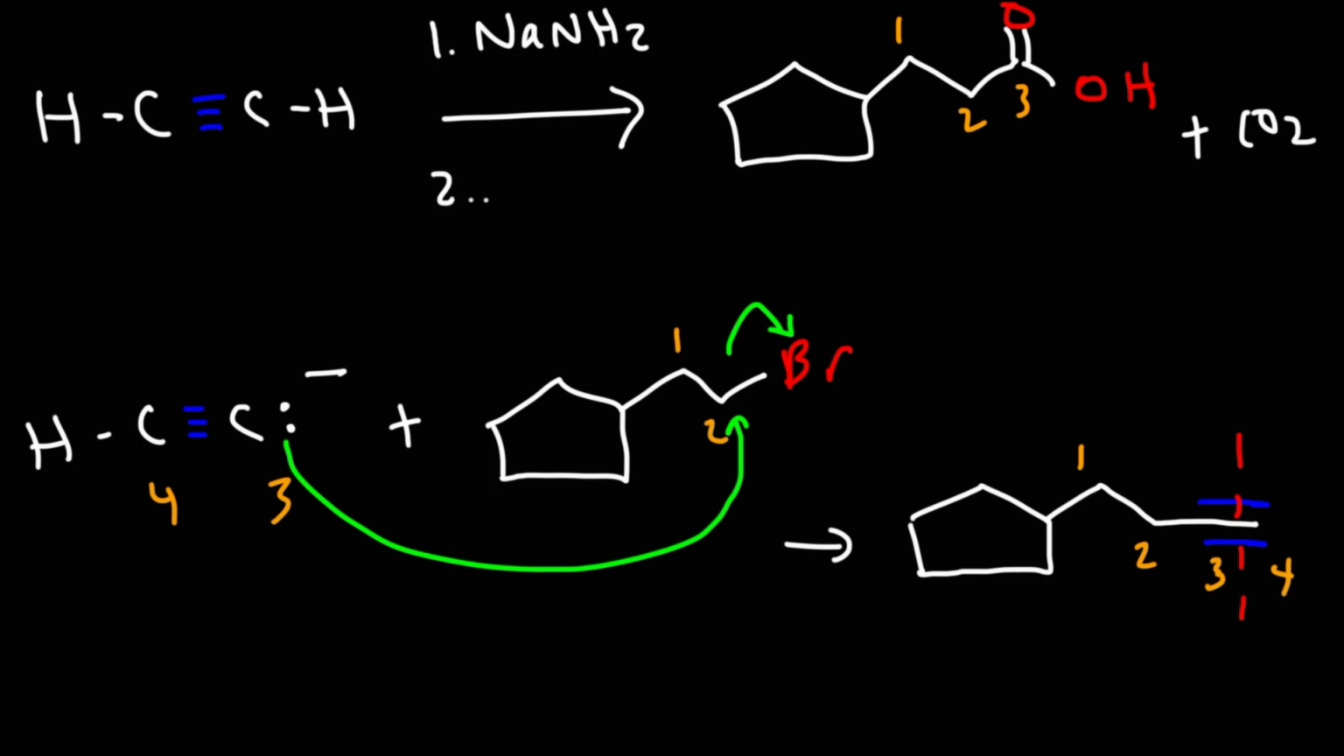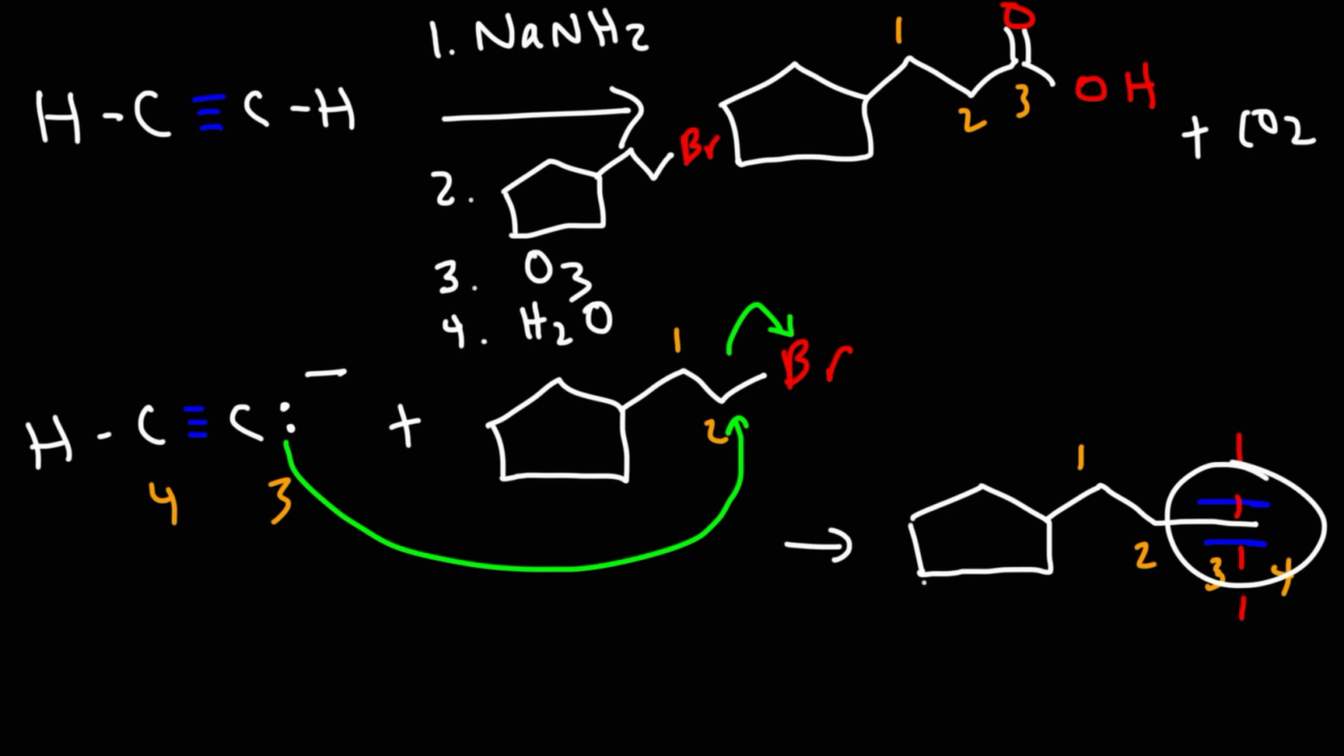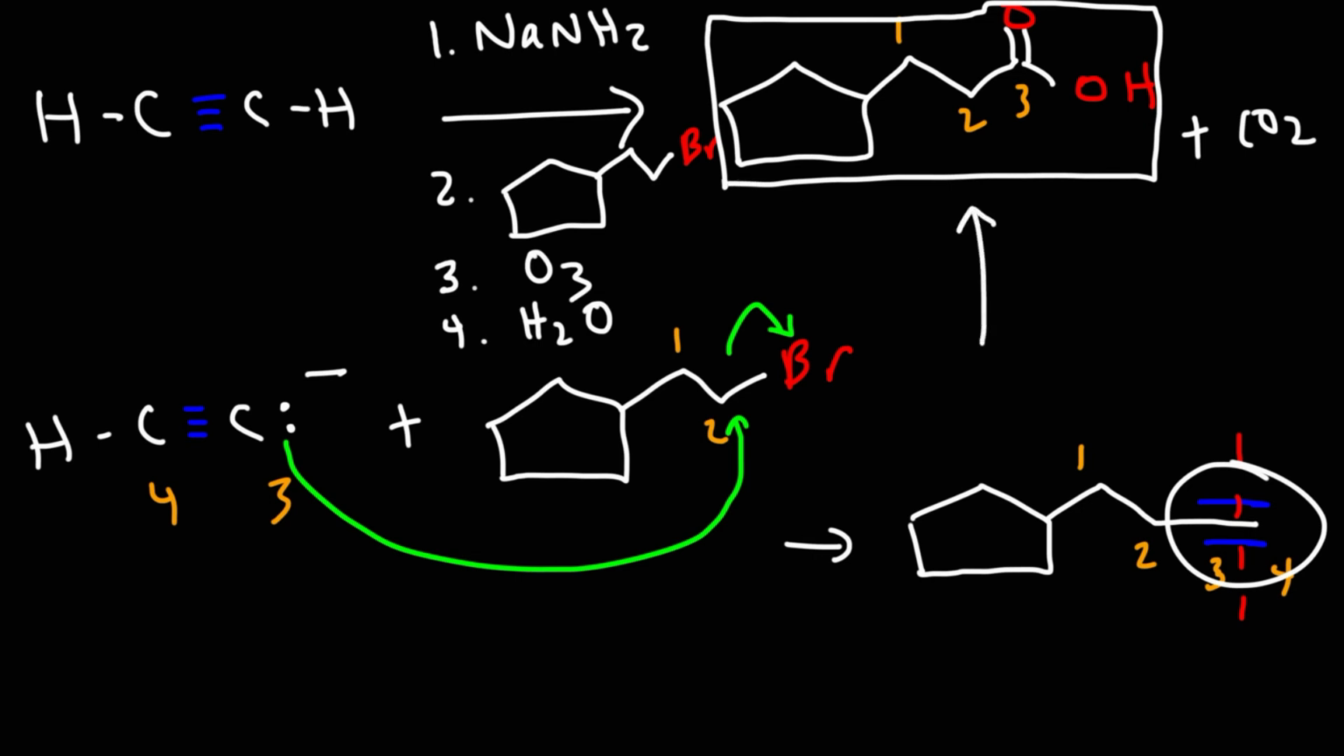So step 2 is to use this alkyl halide. Step 3 is to use ozone. And then after ozone, we're going to use water. So that's going to cleave the alkyne into the carboxylic acid and CO2. The CO2 will just leave the solution, and we're going to get our desired product, which is this particular carboxylic acid. So that's basically it for this problem. These are the reagents that we need in order to make that type of carboxylic acid from acetylene.